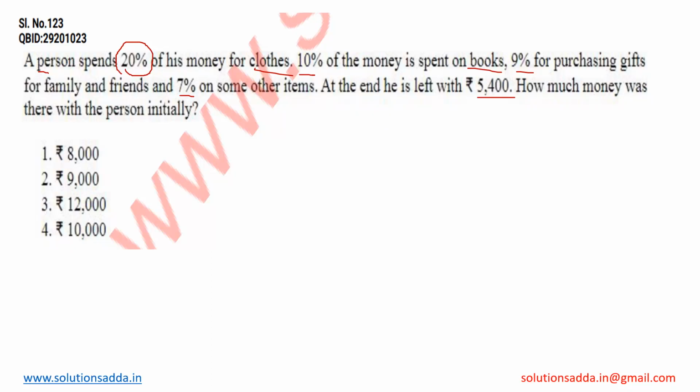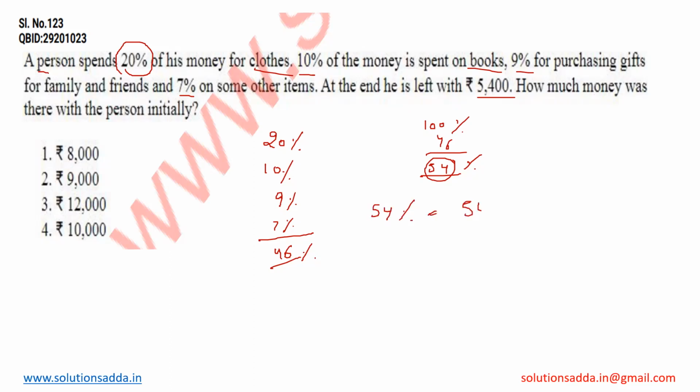So let's write down all the expenses he has made. 20% of his money on clothes, 10% on books, 9% on purchasing the gifts, 7% on other items. Let's suppose his salary percentage would be 100% and add these numbers. It would be around 46%. Now deduct this 46% from the 100. It would be around 54% that is left. So we can say that 54% is left, and the 54% value is given in the question.